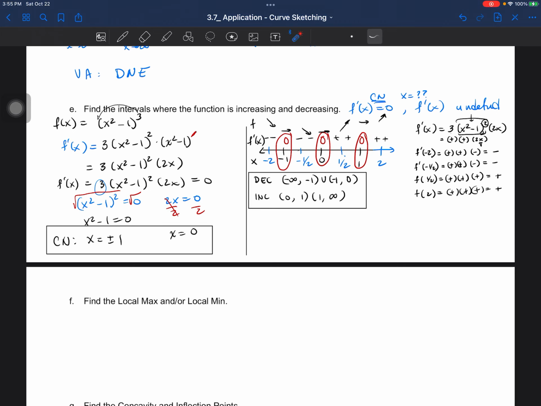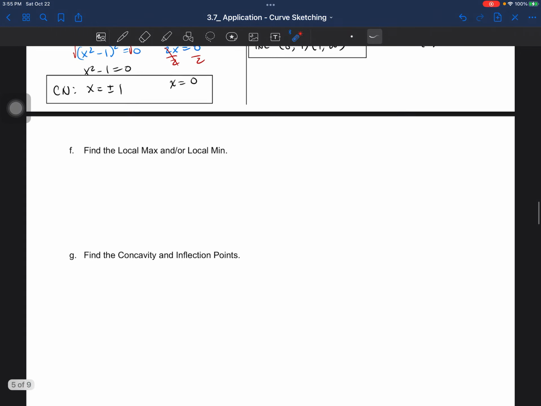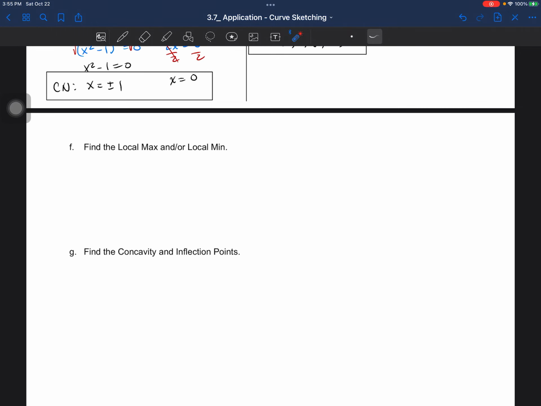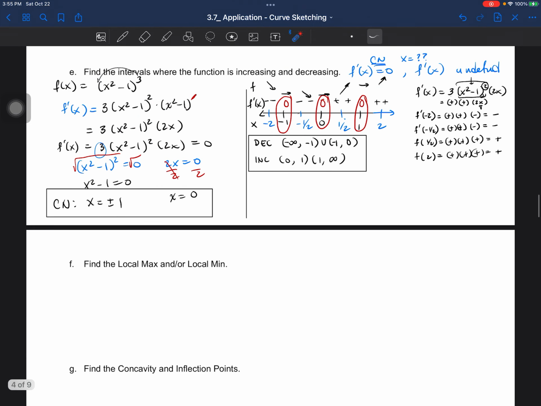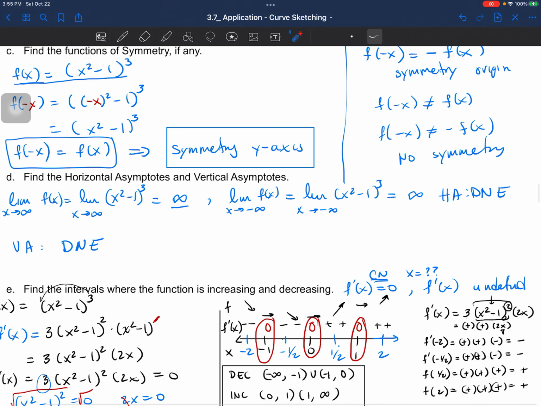But I hope you guys liked this strategy. Just remember that understanding the concept, understanding what you're asked to find, helps you in the process. Because remember, these are lengthy problems, so you do want to make this as simple as possible for you. All right, so now let's find the local max and local min for these problems.